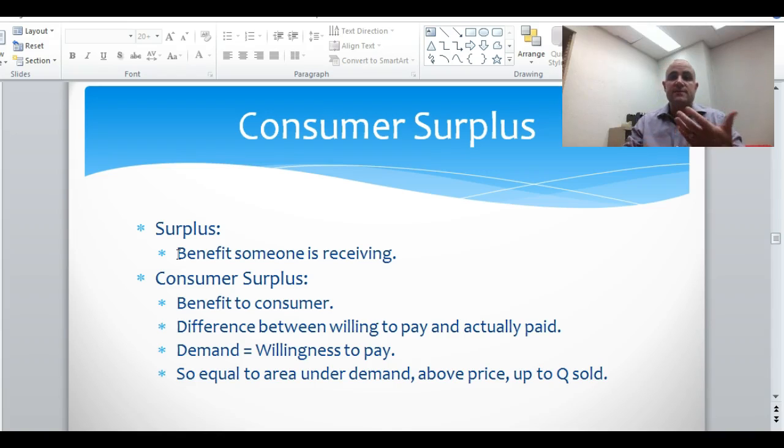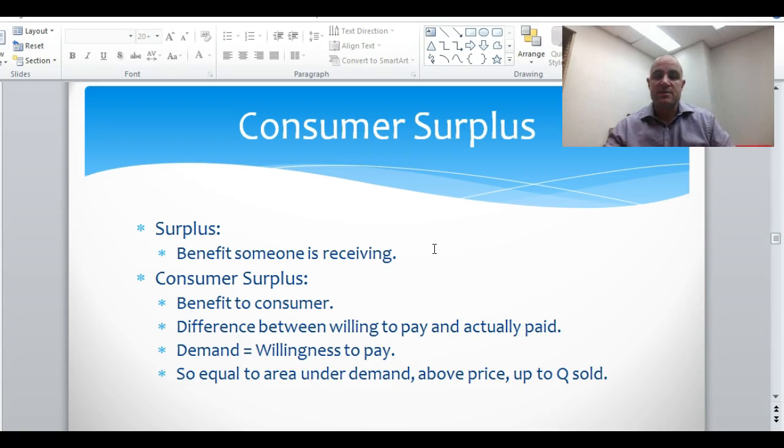Now, this is not to be confused with surplus when we talk about supply and demand, where we have more units supplied than demanded. So when we look at economic surplus, it's the benefit that somebody is receiving. Right? And so, for example, we'll start with consumer surplus. The consumer surplus is the benefit to the consumer, the benefit to the buyer.